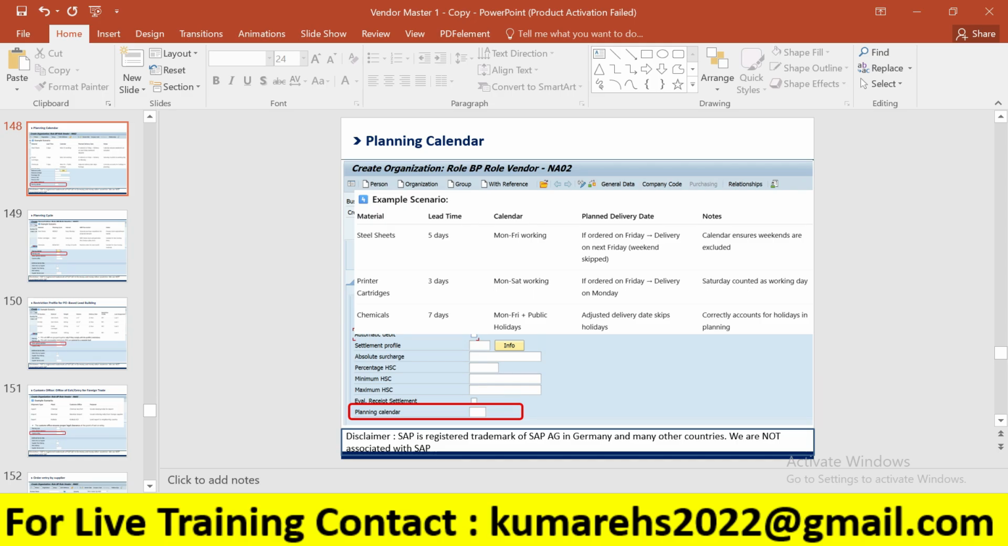Stage number 3, impact. Accurate MRP runs in MD01, MD02. Correct planning delivery dates in PO or production orders. Proper capacity planning in production.